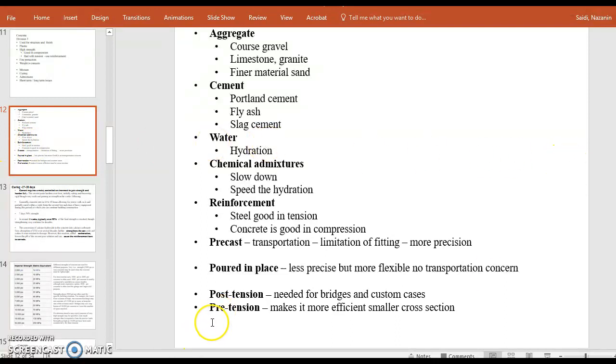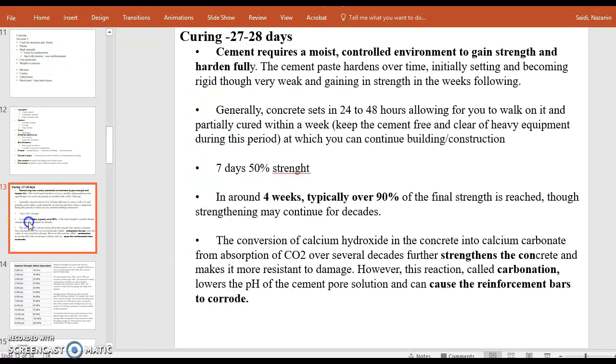Then we have post-tension and pre-tension. As we add rebars, we can have the rebars go into post-tension and then add force on it, or place it in a pre-tension and then transit so that it counteracts as the loads are applied. We'll see the diagram shortly. All right. The curing, 27 to 28 days.